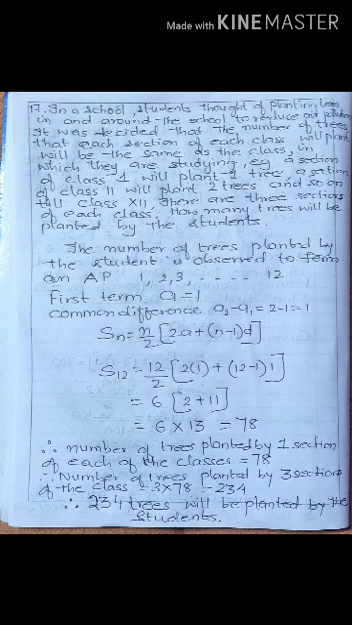Therefore, the number of trees planted by the first section of each of the classes equals 78, and the number of trees planted by 3 sections of the classes is 3 into 78, that is 234. Therefore 234 trees will be planted by the students.